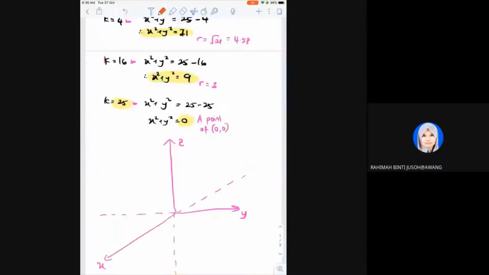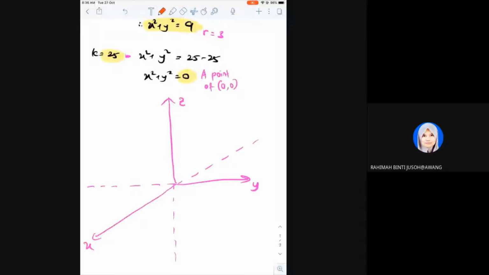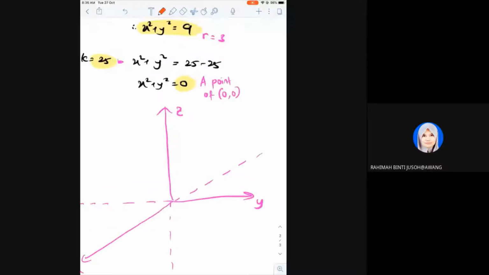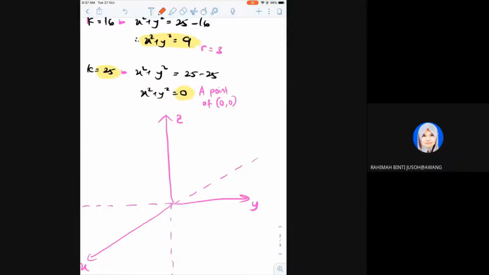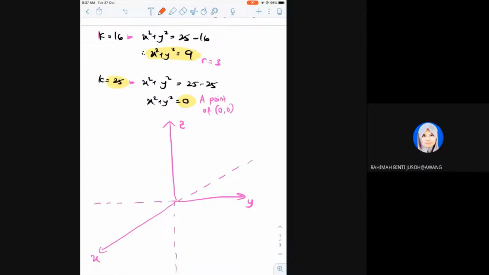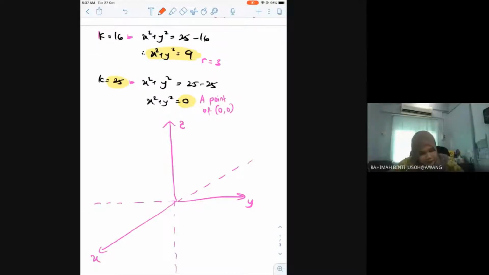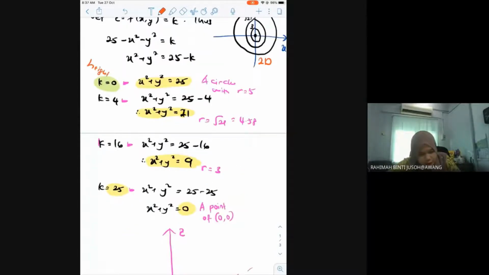So what happened? We start with K equals 0 first. K means height. So in 3D, when K equals 0, it will be on the base, which means the XY plane. On the XY plane, we have the largest circle, with R equals 5. The largest circle, when K equals 0, is at the base or at the floor. K equals 0, no height. We have one circle with radius 5.